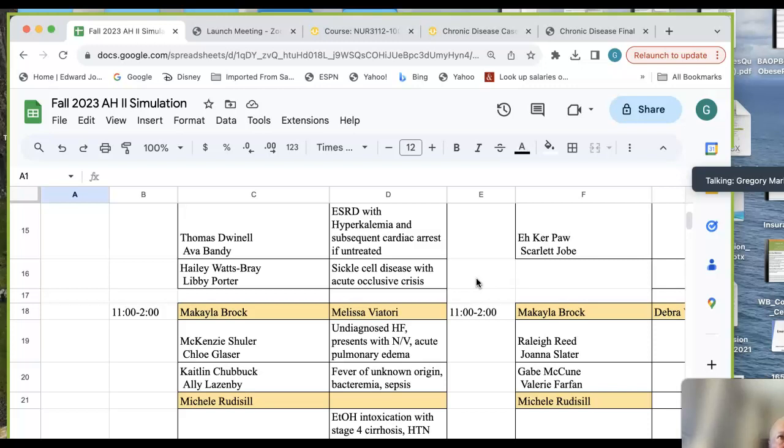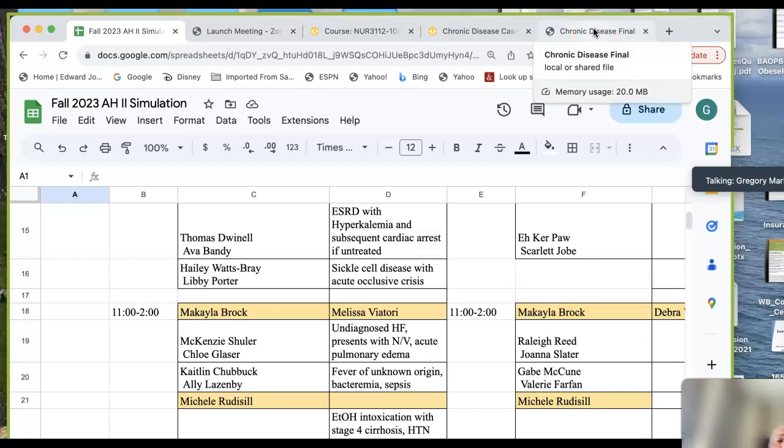Nobody has come out of left field with anything crazy so far. I will give you access to this so that you'll be able to see that as well. And you'll be able to see their chronic diseases on the paperwork that they've turned in.